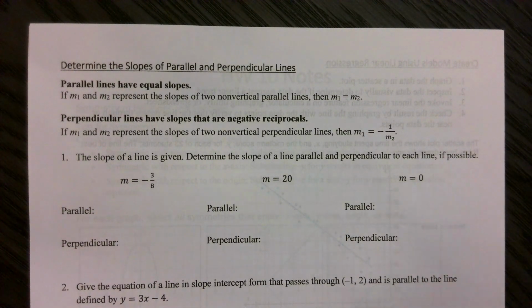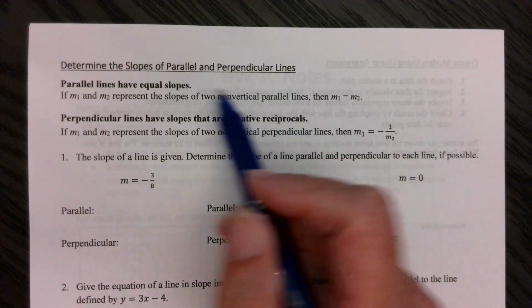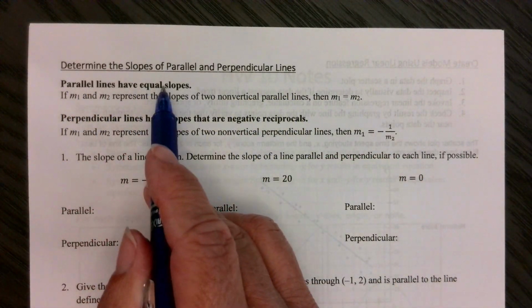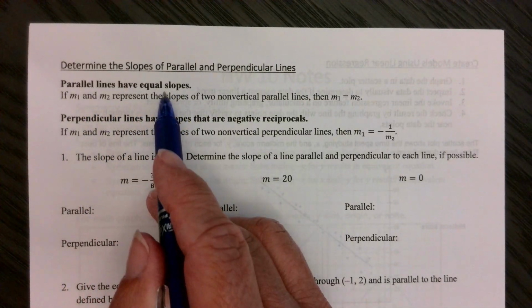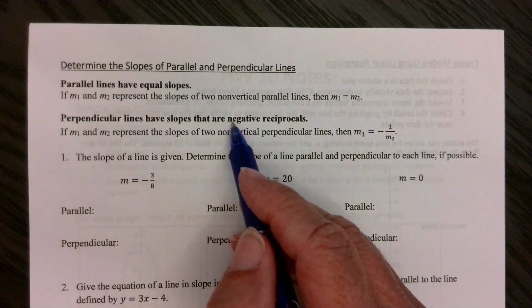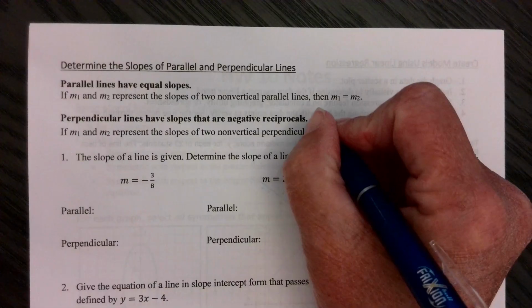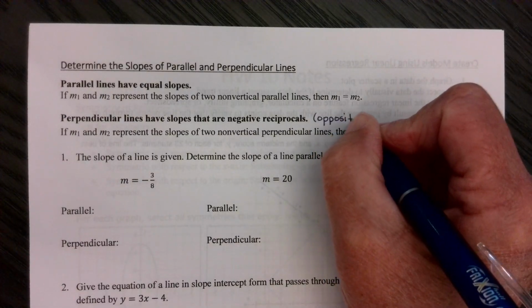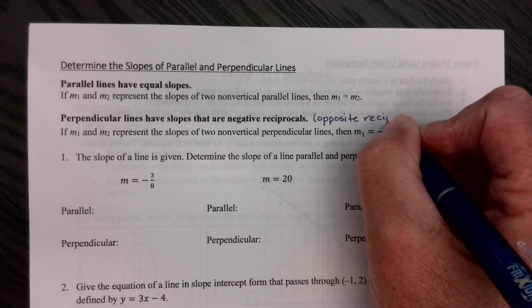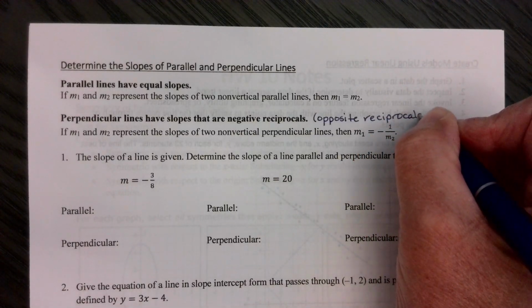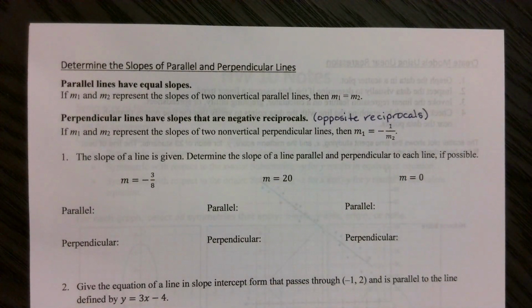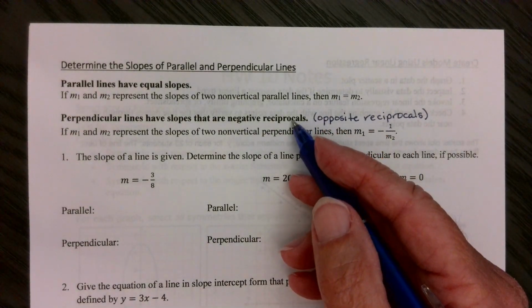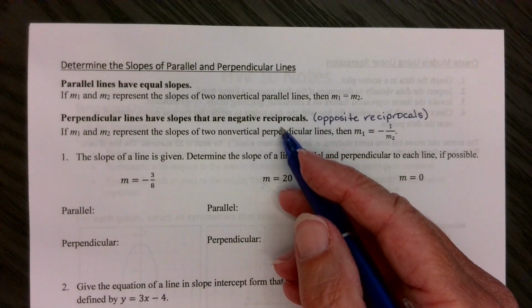Okay, continuing with the homework 9 notes. Determines the slopes of parallel and perpendicular lines. All right, the key thing here is parallel lines have equal slope, so they have the same slope. Perpendicular lines have slopes that are negative reciprocals. I like to call it opposite reciprocals, meaning their signs are different, okay? So for this, you're going to flip the slope and then change the sign.